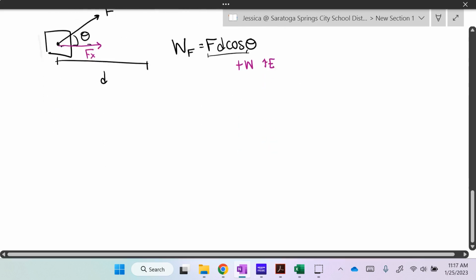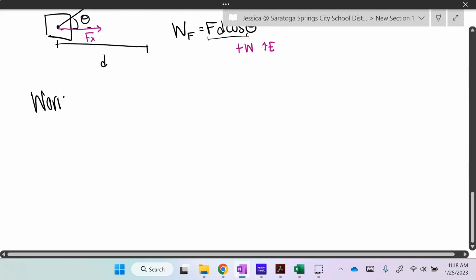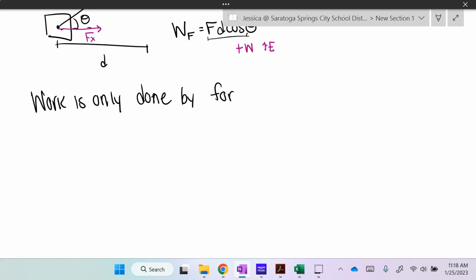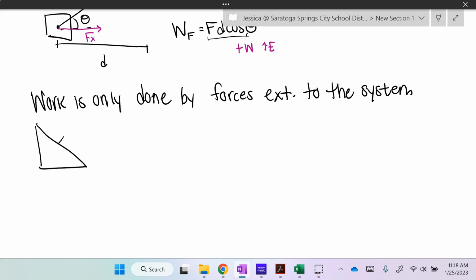So let's talk systems for a second, because it's important to note that work is only done by forces external to the system. Okay, so let's say I have a block on a frictionless incline. We have a force of gravity and a normal force. Now, if my system is defined as the block only, then the forces that are external to that system are the normal force and the force of gravity. Those are my two forces that could do work.